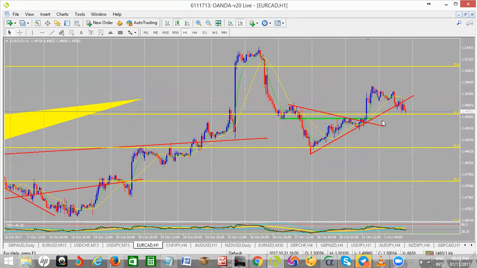See the bounce, break, retest. That should have been my entry. I think I should be 17 pips up. Then going over to the lower time frame.